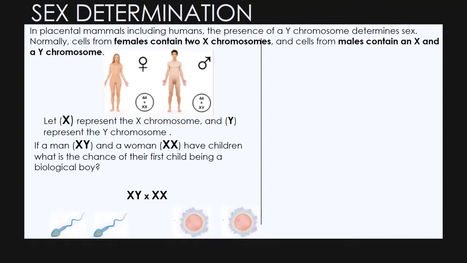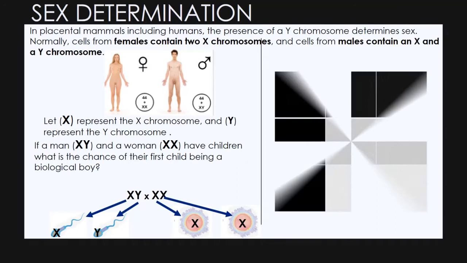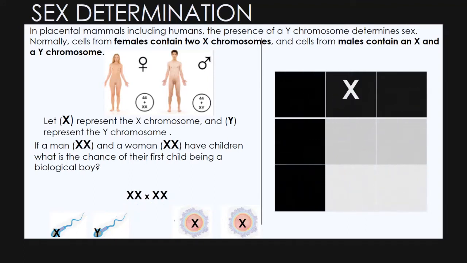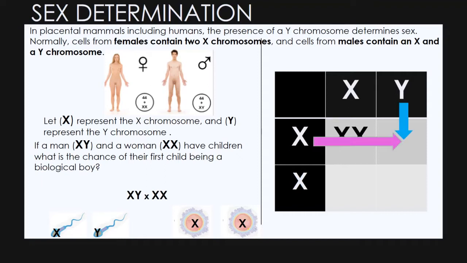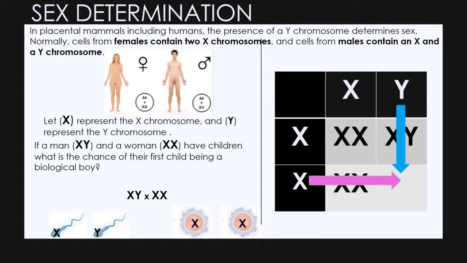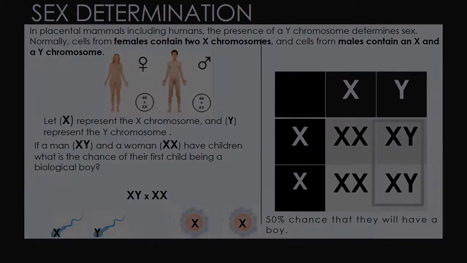In the male sperm, through meiosis, 50% will have the X chromosome, 50% the Y, but in the female ova, it will all be X. So doing the Punnett square, male on the top, female on the bottom, bringing the crosses together, you will see that there is a 50% chance that the couple will have a boy.